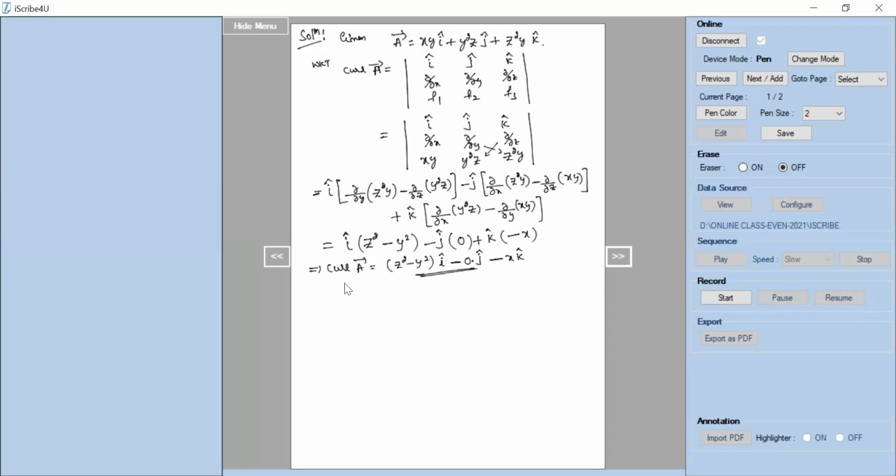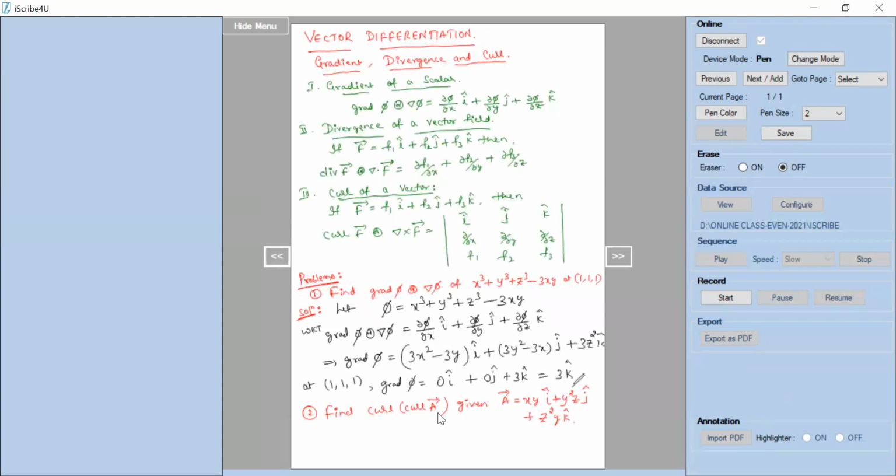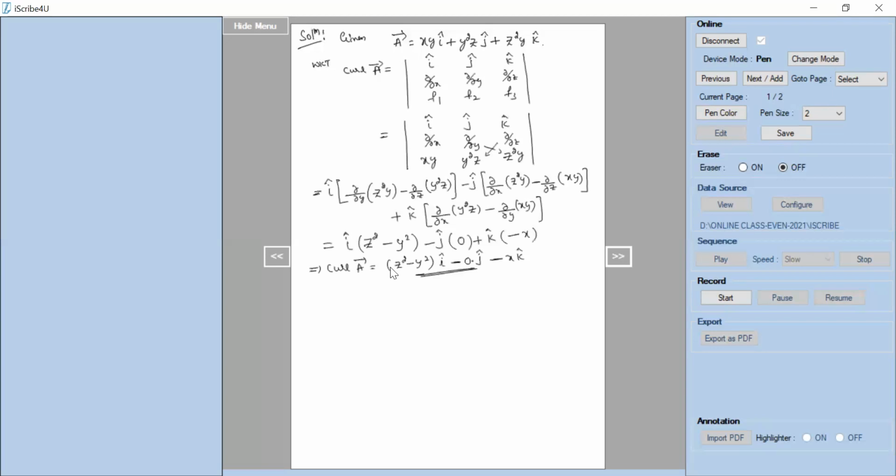But in this problem, there is one more thing to find. This is how we can find the curl. They ask to find curl of curl, meaning whatever curl you get here, for that, once again you have to calculate the curl. So you have to take this as a fresh vector, a new vector. So this is f1 now, this is f2 now, this is f3. So take the same formula and substitute.